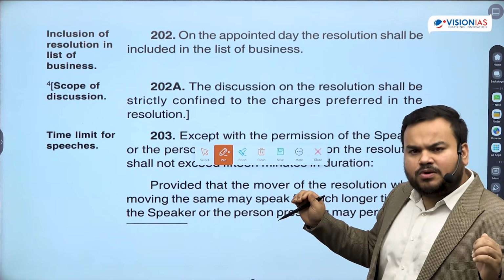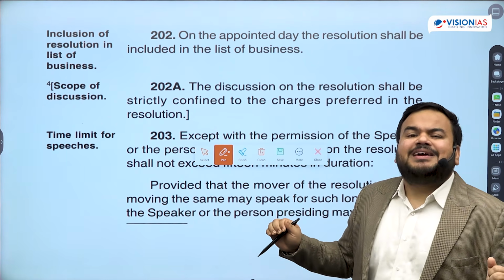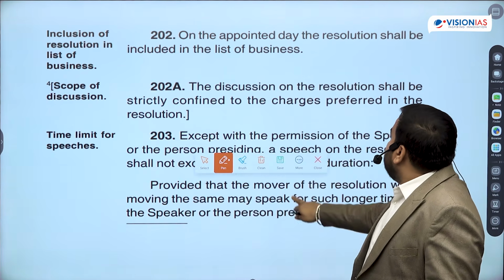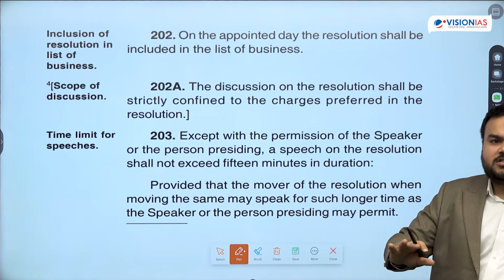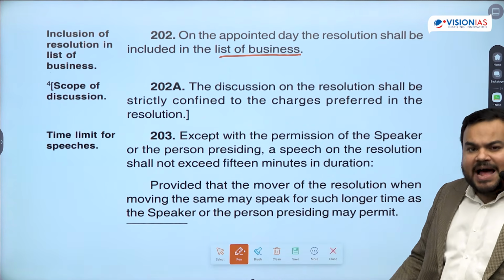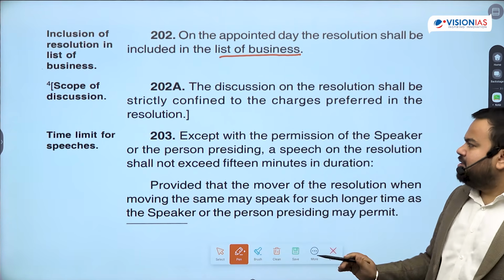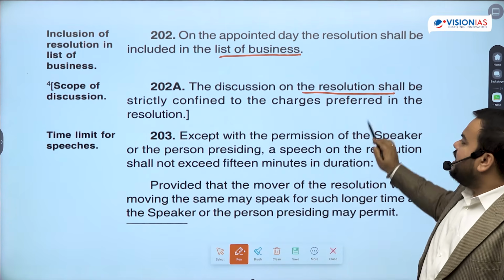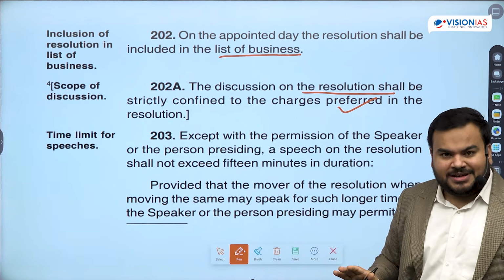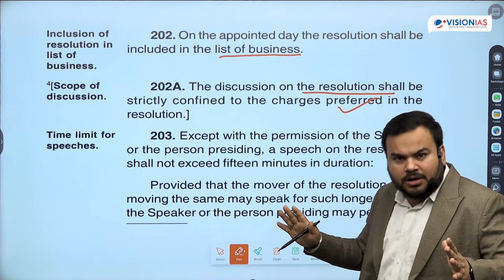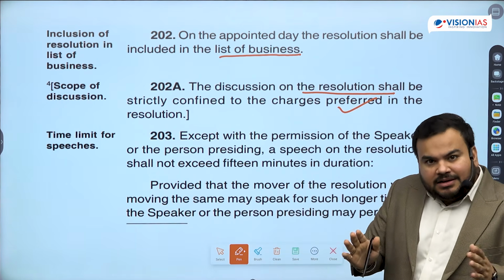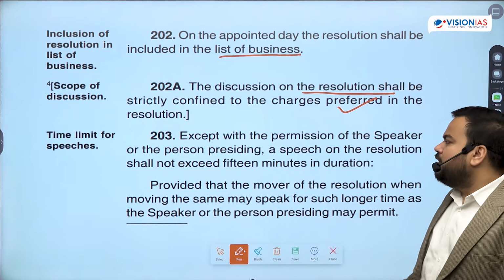Once the leave of the house is taken, then a specific date is appointed on which we are going to discuss the resolution, and of course it will be included in the list of business of that particular day. And on that day of discussion, the discussion for the resolution shall be strictly confined to the charges which have been moved in the resolution. So you cannot discuss anything beyond the charges which you have actually listed once you have admitted a resolution for the removal process of the Speaker of Lok Sabha.